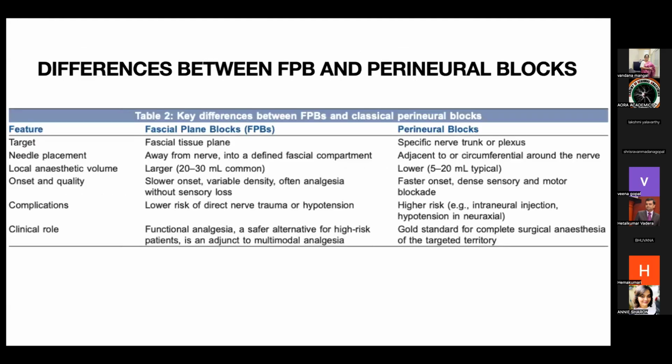So what are the differences between fascial plane blocks and perineural blocks? In fascial plane blocks, the target is mainly a fascial tissue plane, whereas in perineural blocks you target a specific nerve trunk or plexus. The needle placement in a fascial plane block is away from the nerve, whereas in perineural blocks it is adjacent or circumferential around the nerve. You need more volume in fascial plane blocks as compared to perineural blocks. The onset is somewhat slower, and often there is analgesia sometimes without sensory loss. Complications: lower risk of direct nerve trauma or hypotension as compared to perineural blocks.